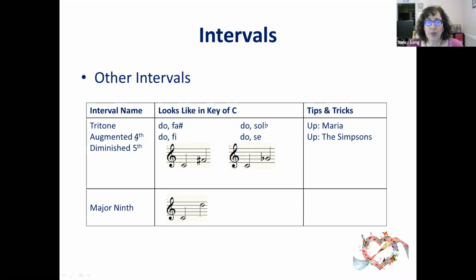It's called an augmented fourth because it's from C to F. You can see that it looks like a fourth, and it's augmented because it's up a half step by this accidental that's an F sharp. Or it's a diminished fifth when it's written as a C to a G, and the G is flatted.